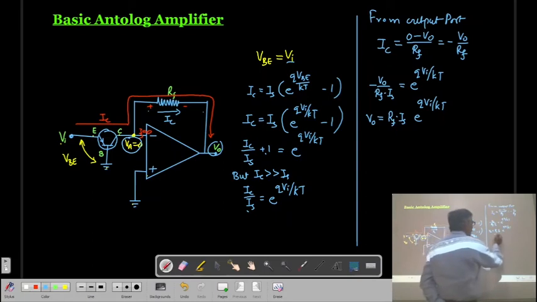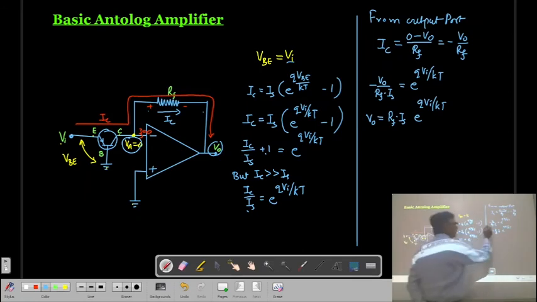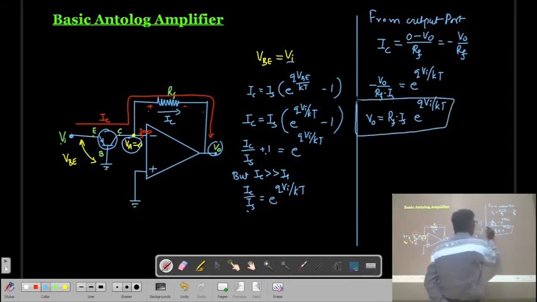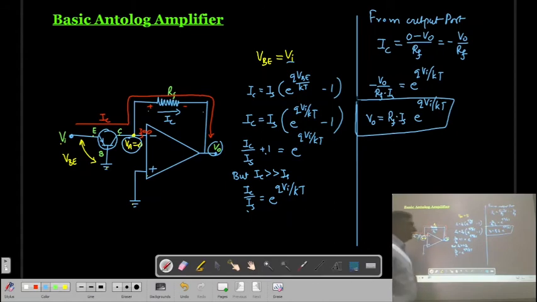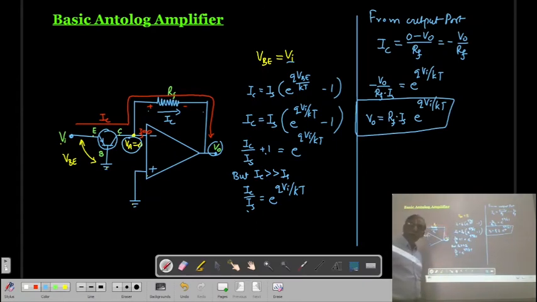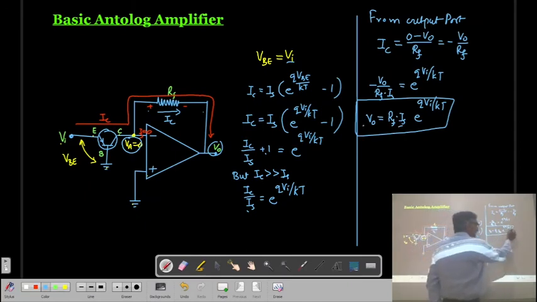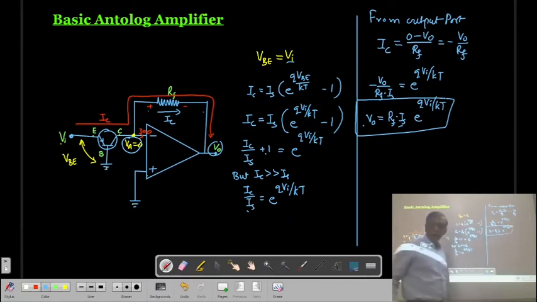Already we know that RF into IS you can consider a reference voltage. So this is the output voltage of an anti-log amplifier, and you can see that the output voltage is proportional to the exponential of the input voltage, meaning it is an anti-log of the input voltage. Again, whatever the output voltage is, it depends on the saturation current, and it also depends on the temperature. So this is a basic circuit.